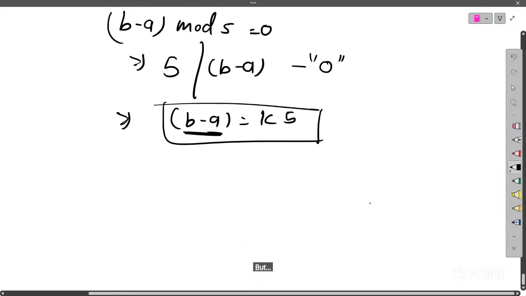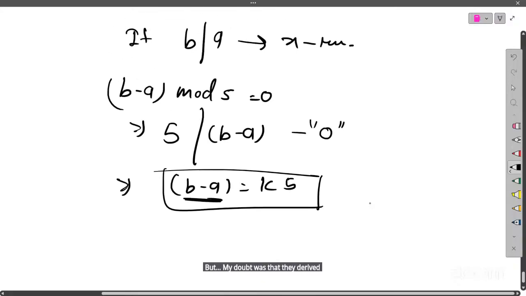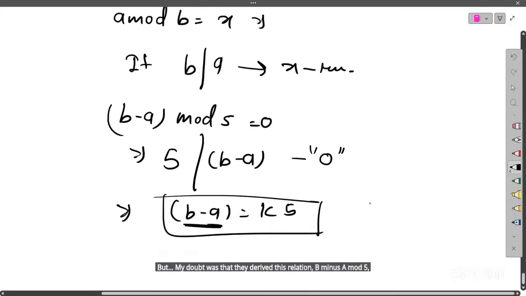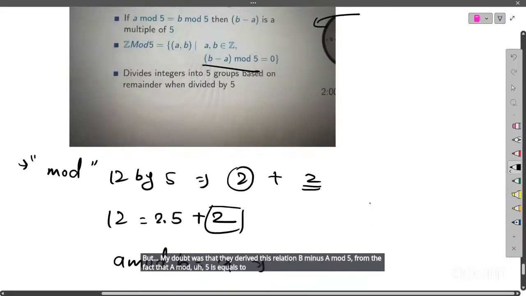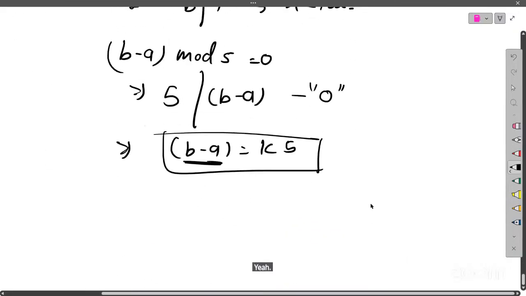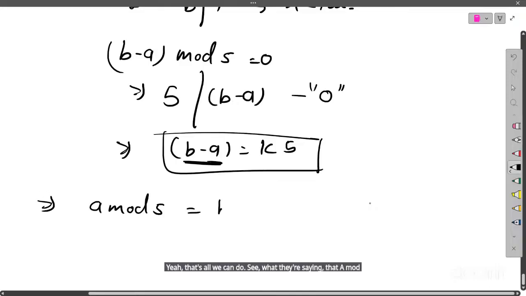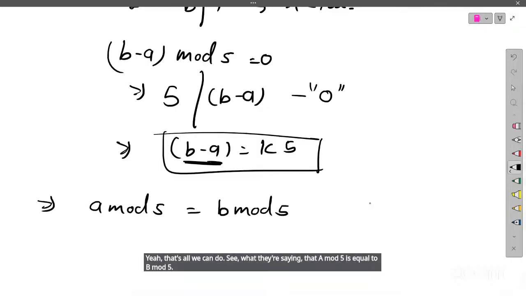My doubt was that they derived this relation b minus a mod 5 from the fact that a mod 5 is equal to b mod 5. I don't get this point. Yeah, that's also we can do. See, what they're saying is that a mod 5 is equal to b mod 5. Right? That's what they are saying, right?